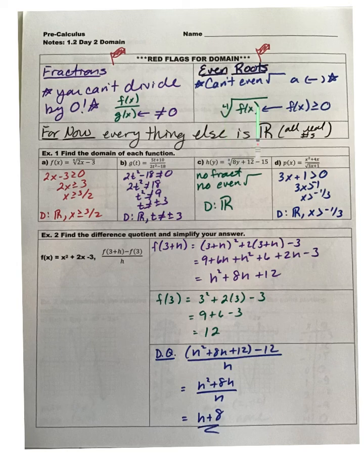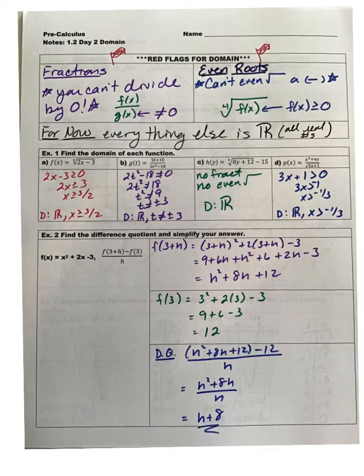So if we have an even root, this stuff underneath has to be greater than or equal to 0. For now, and again, those are key words, for now, everything else is all real numbers. You can either write the words or use the symbol for all real numbers. Later on, we will get functions that also restrict the domain, but for now, the only two things we're worried about are fractions and even roots.